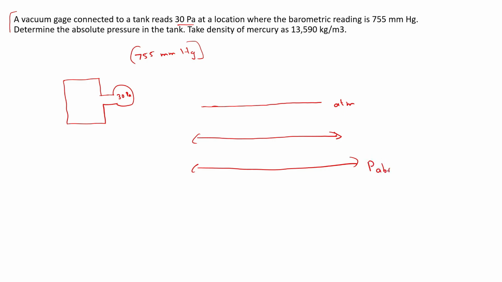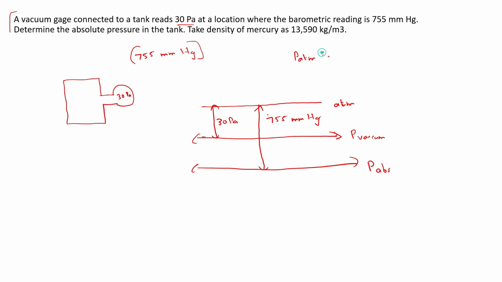This is the absolute pressure, and this is the pressure you are measuring, that is the vacuum pressure. Vacuum pressure measures the pressure below the atmosphere. So you need to calculate the absolute pressure. Atmospheric pressure is given as 755 millimeter mercury, and the vacuum pressure is given as 30 Pascal. So both are given in different units.